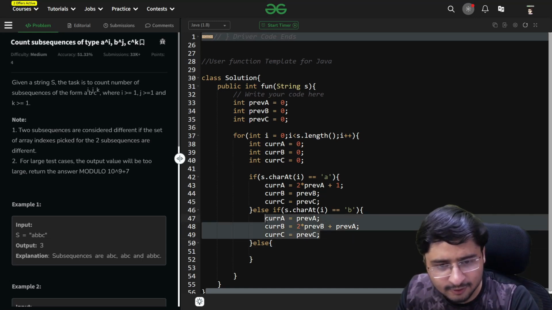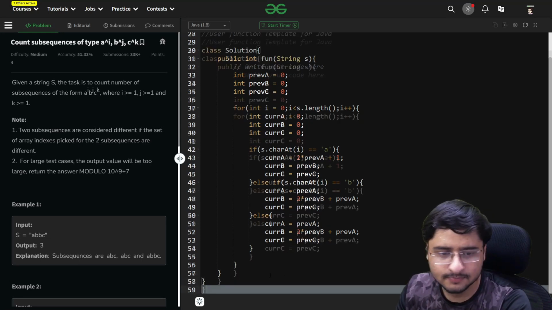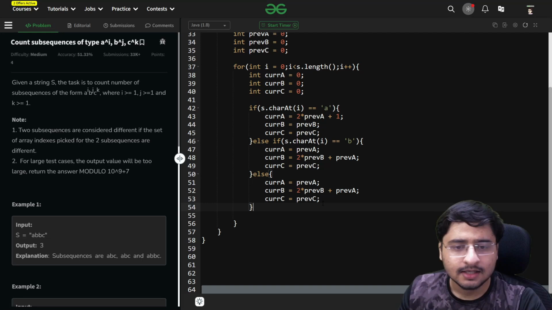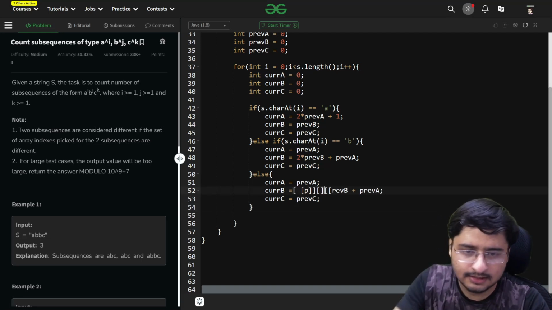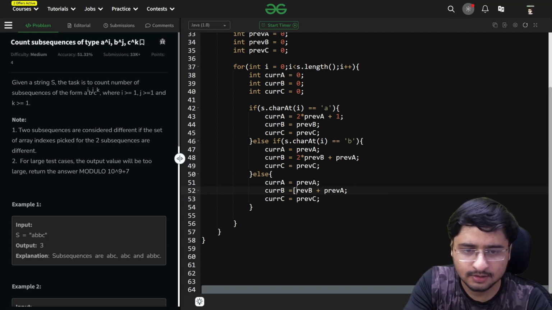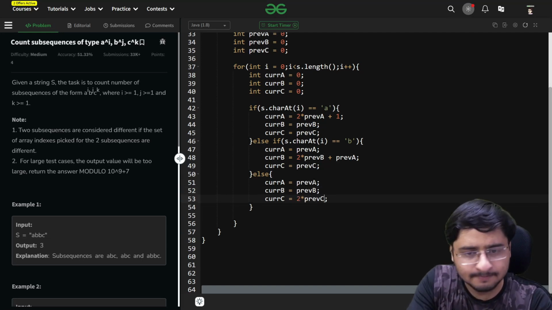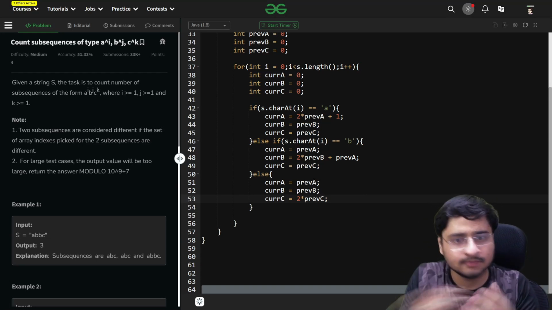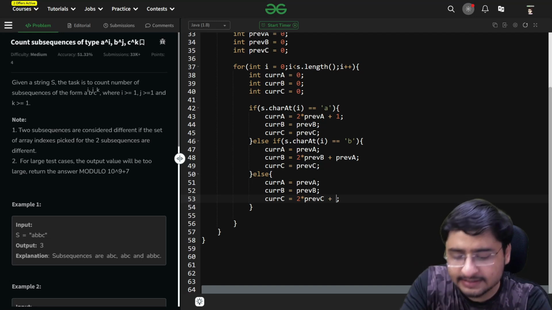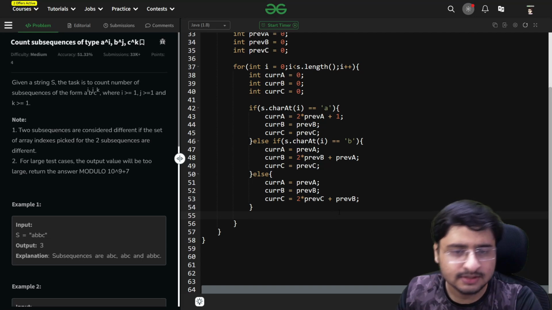And similarly for the third case, when we're talking about C's, previous B is going to stay the same, as previous A is going to stay. So let me just reformat it. So 2 into previous C, because all the previous C's can come as it is, or the C can stand in front of the previous C's. Plus it can also stand in front of previous B's, so the count of previous B's is added. I hope this is clear.